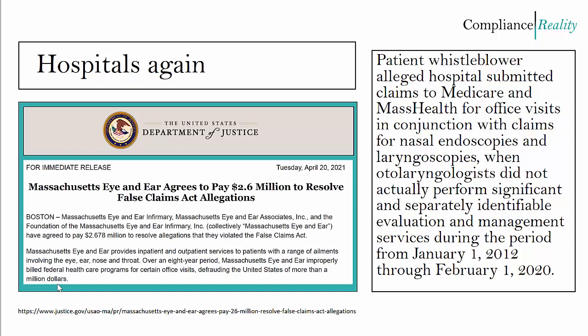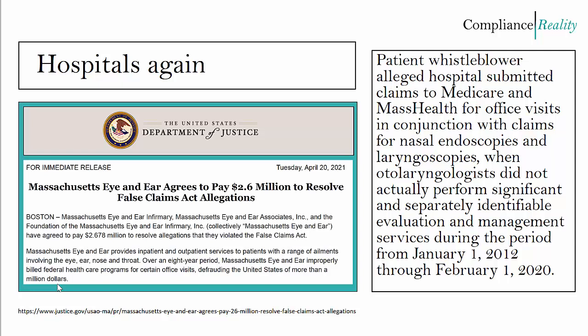Here's another one from a hospital. Now, this one was in Massachusetts. Massachusetts Eye and Ear Infirmary, which agreed to pay $2.6 million to resolve False Claims Act allegations. Again, this has to do with modifier 25. This one is interesting because it was a patient who was the whistleblower, according to the press release. And in the press release, they thank the patient for their courage to come forward and to report this.